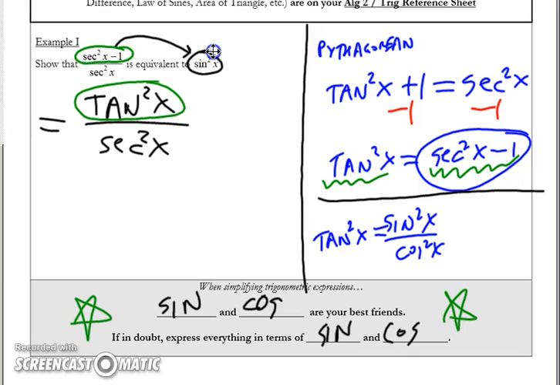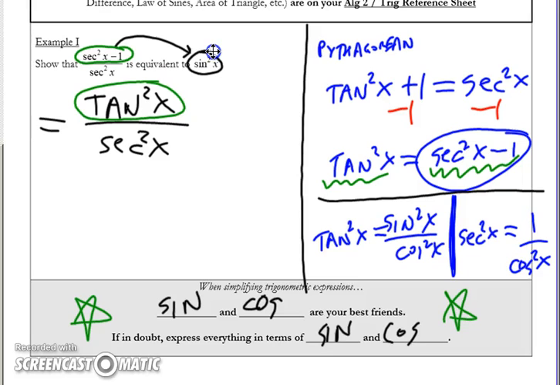So far, we talked about how tangent squared of x is equal to sine squared of x over cosine squared of x. We also know that secant squared of x, applying your ratio identities, would be equivalent to the reciprocal of cosine squared of x, 1 over cosine squared of x. So let's plug these in.